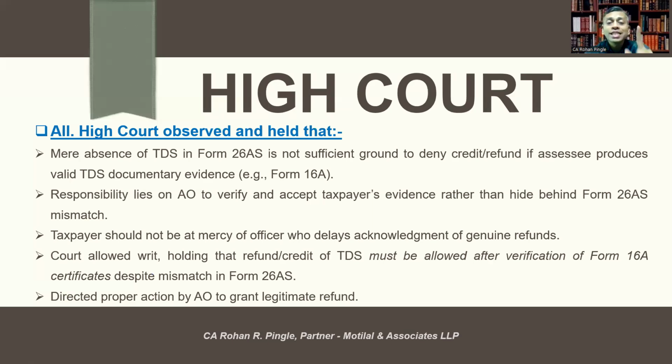Responsibility lies on assessing officer to verify and accept taxpayers' evidence rather than hide behind Form 26A's mismatch. Taxpayer should not be at mercy of the officer who delays acknowledgement of genuine refunds. Court allowed the writ, holding that refund or credit of TDS must be allowed after verification of Form 16A certificates despite mismatch in Form 26A. Directed the proper action by AO to grant legitimate refund. Very, very much interesting.